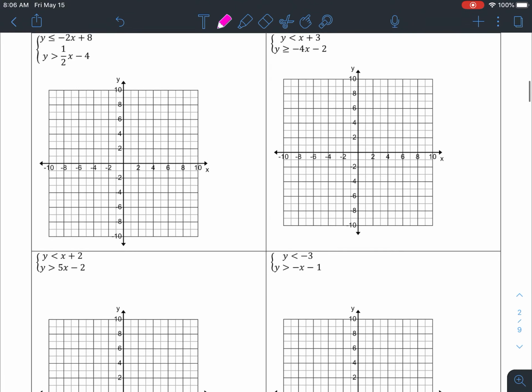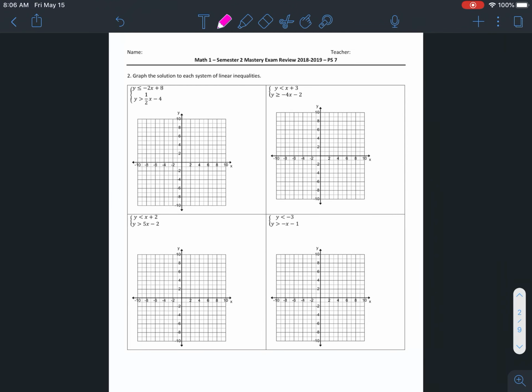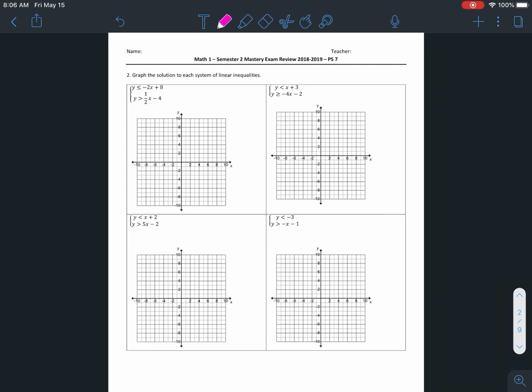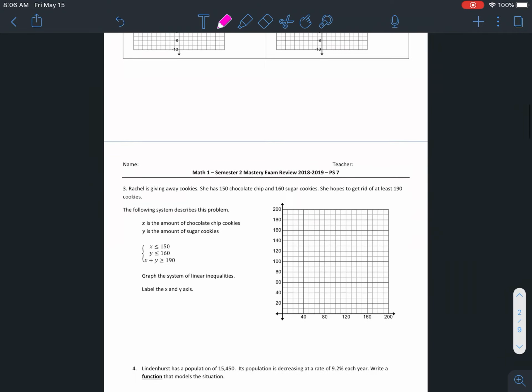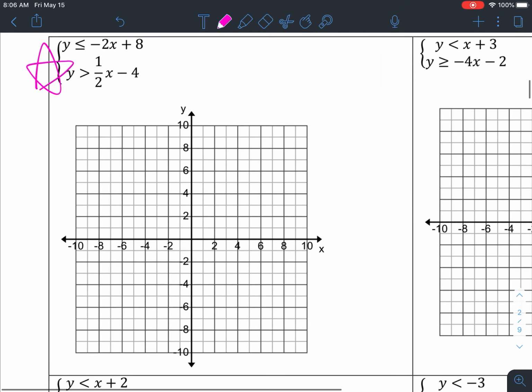Now, graphing, we're just going to do 2 of these. I'm going to do this one and this one here. So if we look at this one here, we have y is less than or equal to negative 2x plus 8. So we're going to do this one in pink. So we can automatically start with right there at plus 8.